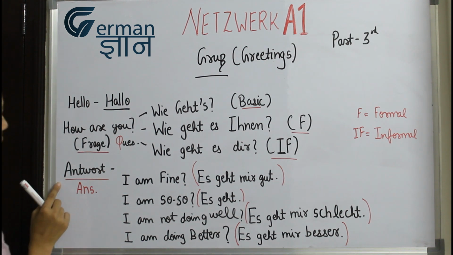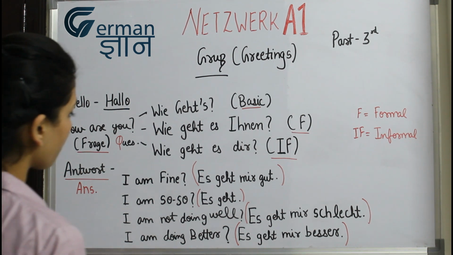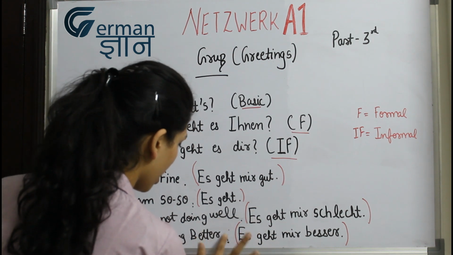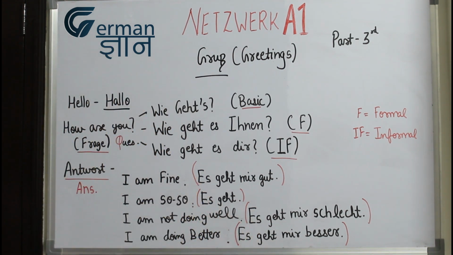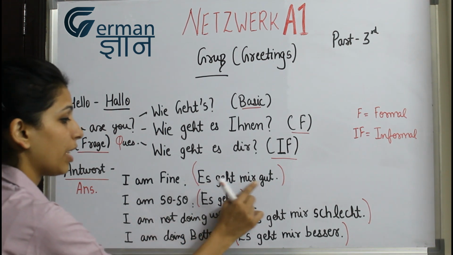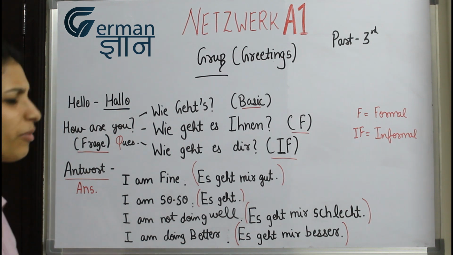Now we have to answer this question also. Answer is known as Antwort. I have written 4 types of answers, but there are so many answers you can give according to yourself, but these are the 4 common ones which I have written. The first is what we normally say to everyone. We say I am fine, which means es geht mir gut.